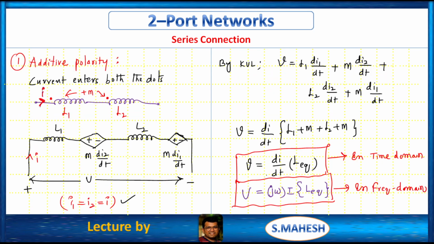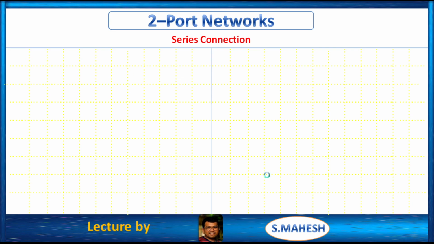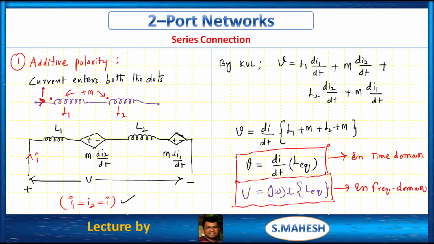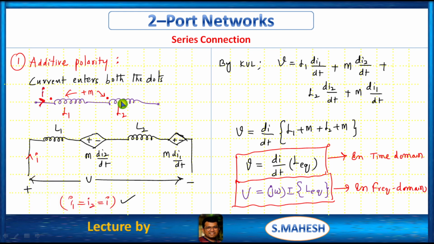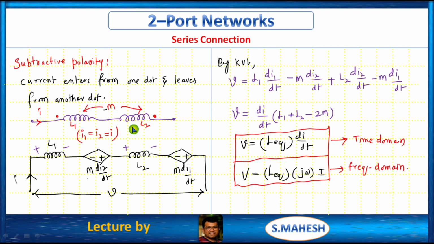Simple. Listen carefully. In case of series connection, we have additive polarity. What is additive polarity? Current enters from both the ends. So this is the coupled circuit, this is the electrical equivalent. We all know that in series connection I1 is equal to I2 is equal to I. So based upon this KVL we are writing this equation, right? So from this V is equal to L di by dt, because current is same in every branch, therefore this is L equivalent. Therefore in case of additive polarity, the L equivalent is L1 plus L2 plus 2M.